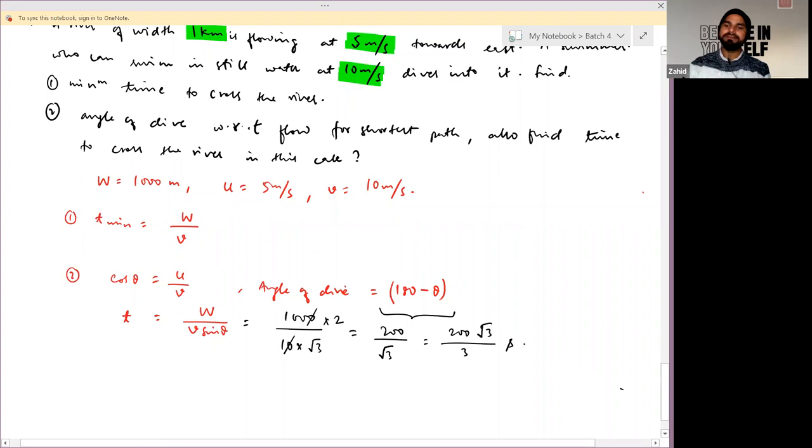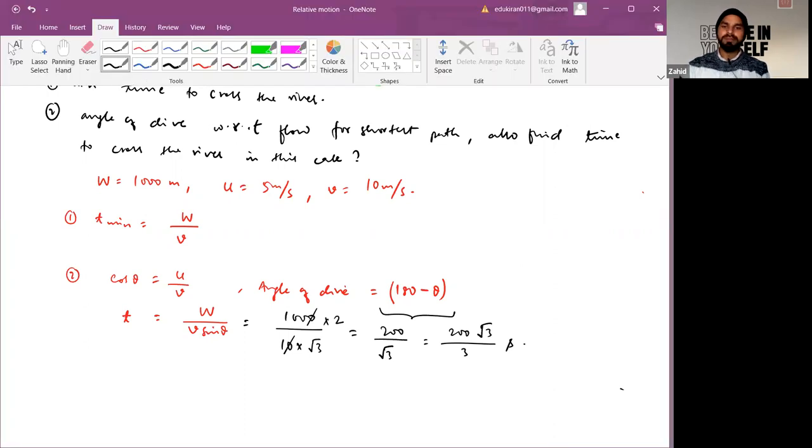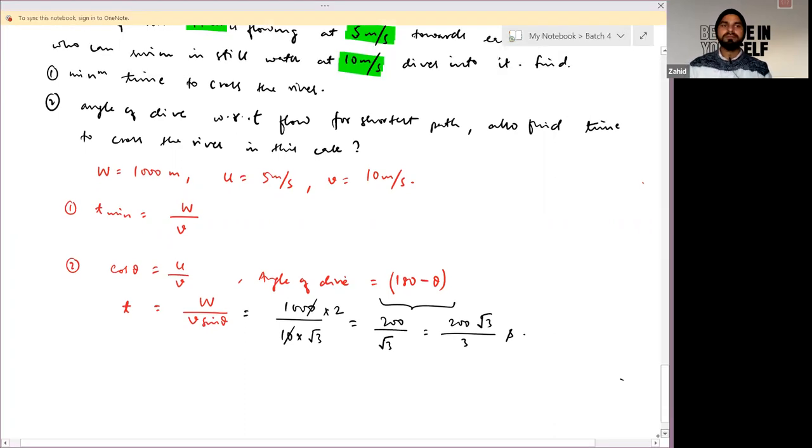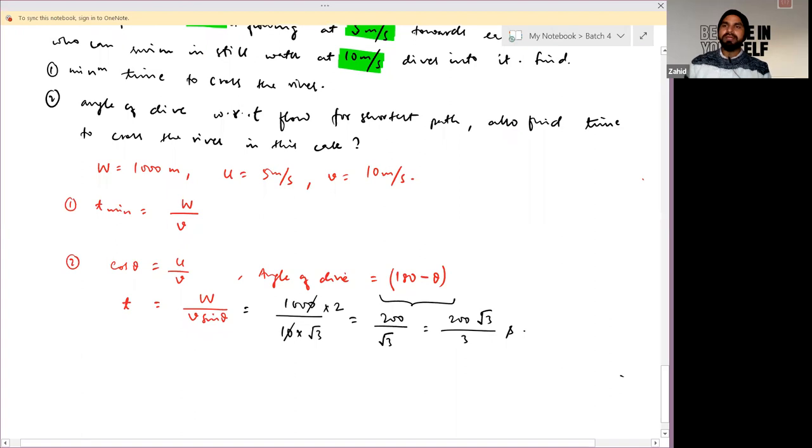Is it clear? So in this river problem, we have to find only these two types of problems. You all have written till this part?